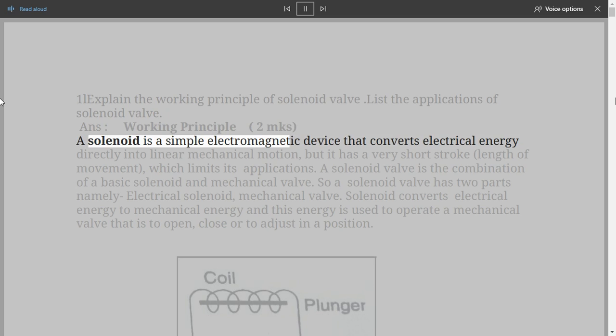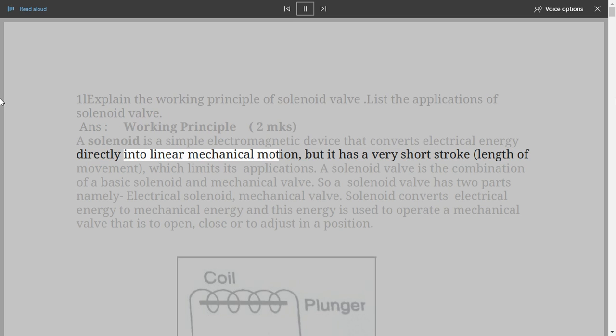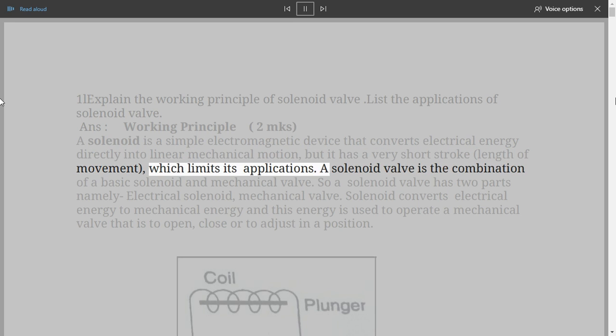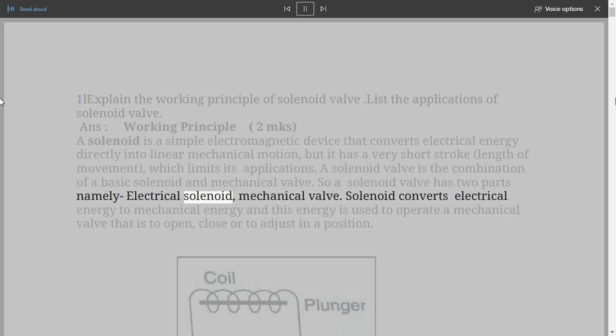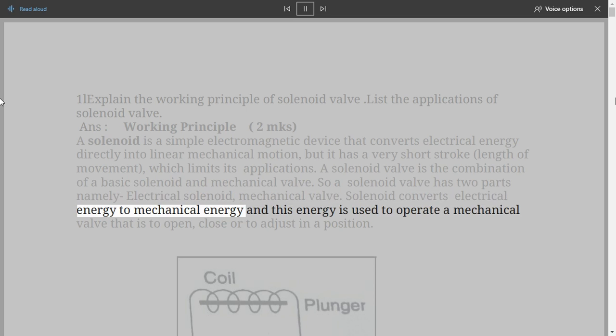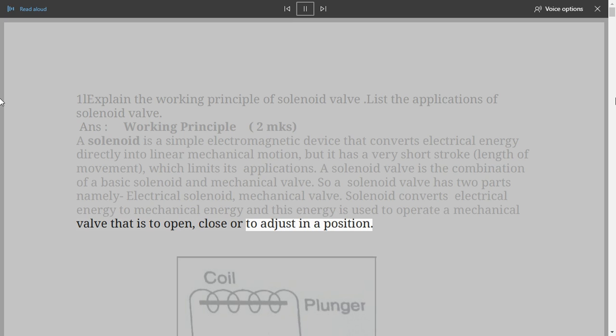A solenoid is a simple electromagnetic device that converts electrical energy directly into linear mechanical motion, but it has a very short stroke, length of movement, which limits its applications. A solenoid valve is the combination of a basic solenoid and a mechanical valve. So a solenoid valve has two parts, namely the electrical solenoid and the mechanical valve. The solenoid converts electrical energy to mechanical energy, and this energy is used to operate a mechanical valve, that is to open, close, or to adjust in a position.